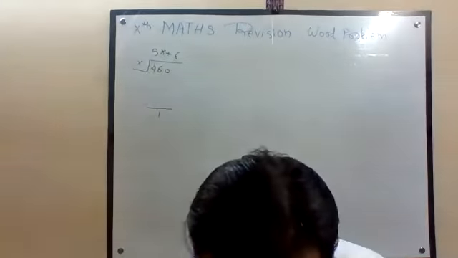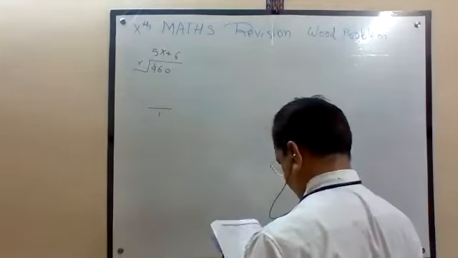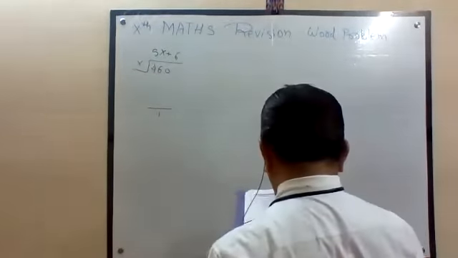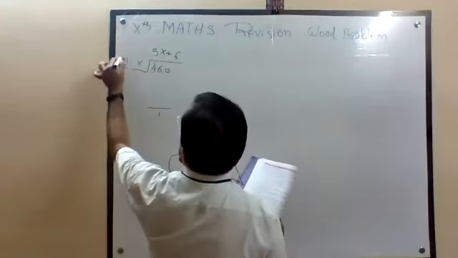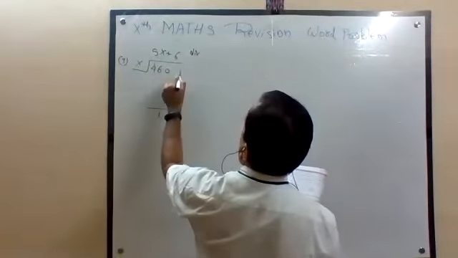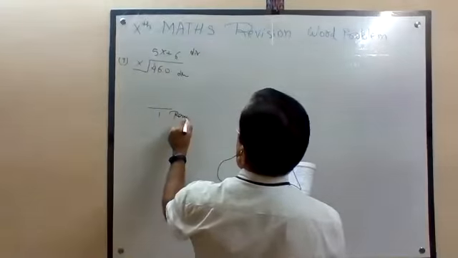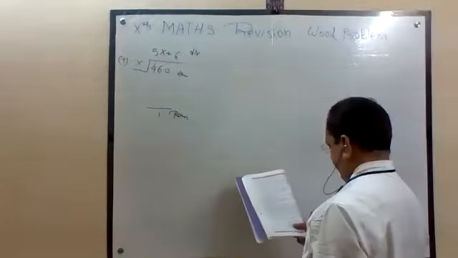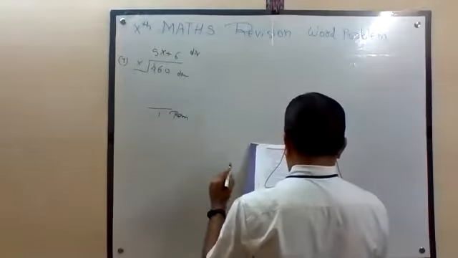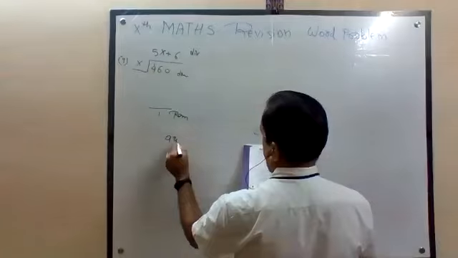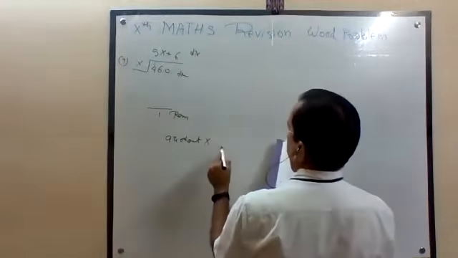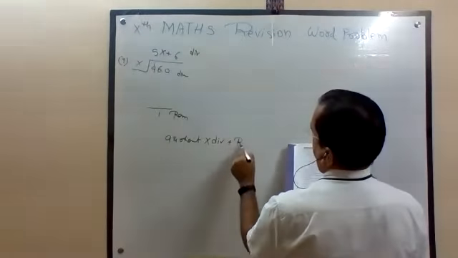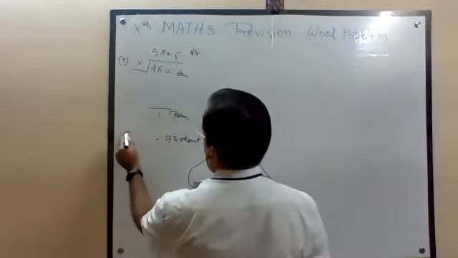So find the quotient and divisor. This is quotient, this is divisor, this is dividend, this is remainder. Correct? So as per the formula, quotient into divisor plus remainder is equal to the given number.